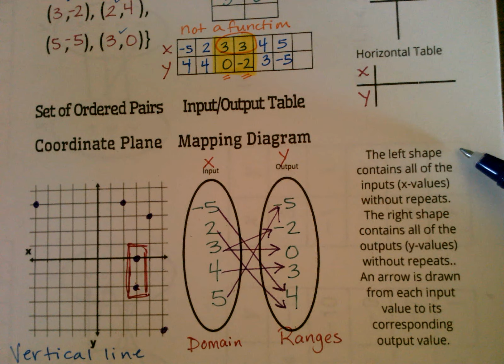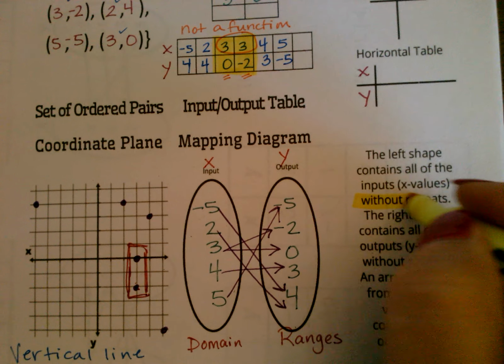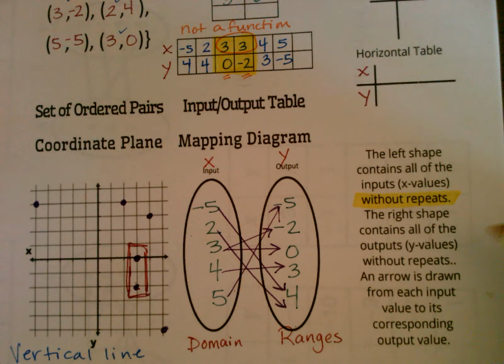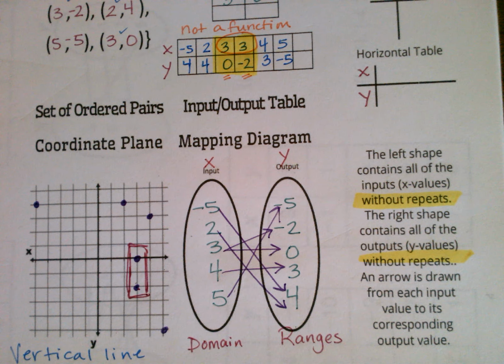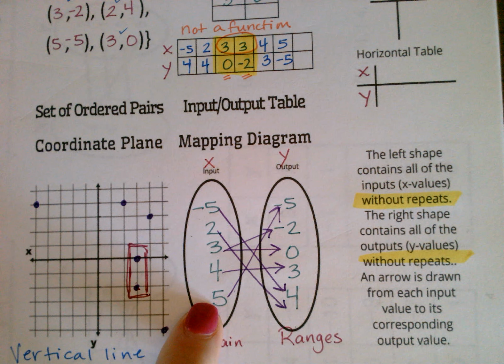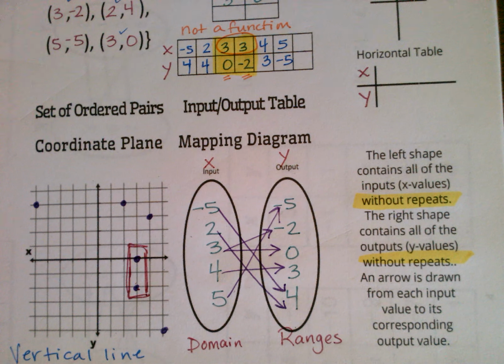All right, the left shape contains all the inputs, the x's, without repeats, meaning do not write any digit twice. The right side contains all the outputs, the y's, without repeats. An arrow is drawn from each input, x, to the corresponding output, y.